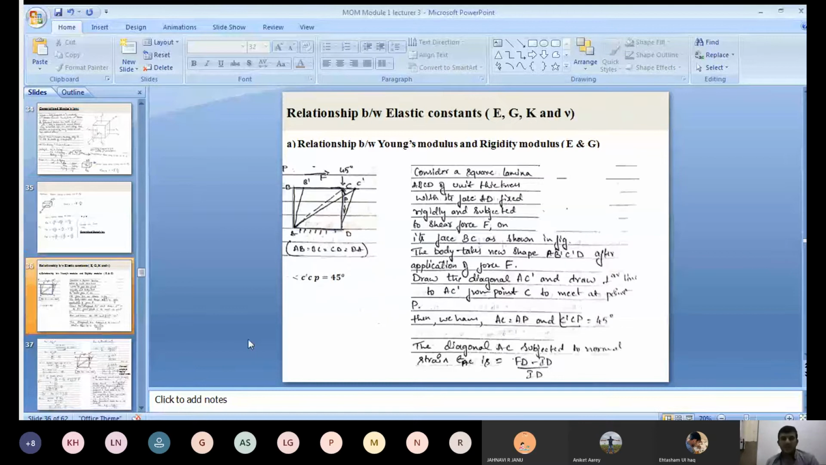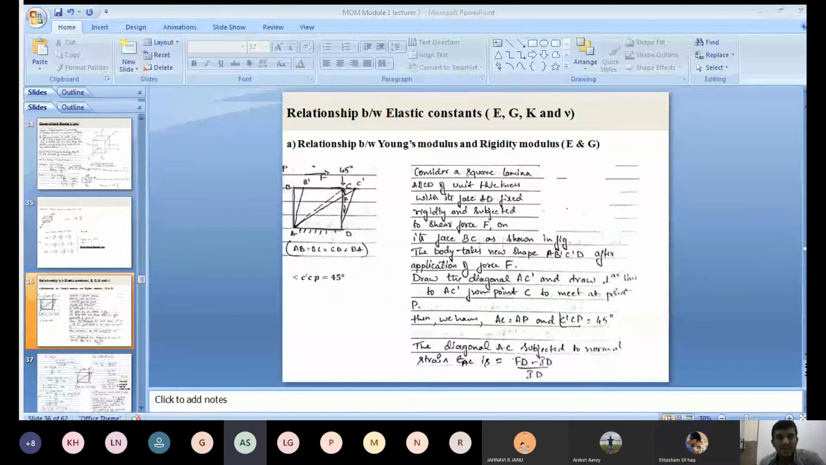Yeah. Now the next slide is visible. Yes, sir. Yeah, the title of the slide: relation between elastic constants. Yeah, thank you, ma'am.